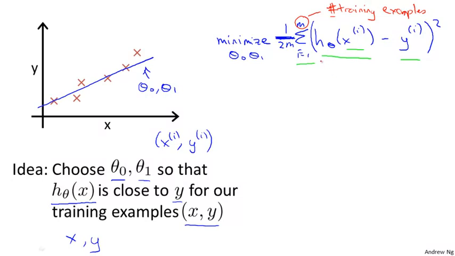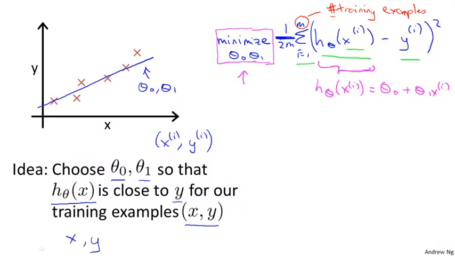This expression in here, h subscript theta of x, this is our usual, right? That's equal to theta 0 plus theta 1 x i. And this notation, minimize over theta 0 and theta 1, means find me the values of theta 0 and theta 1 that cause this expression to be minimized. And this expression depends on theta 0 and theta 1.